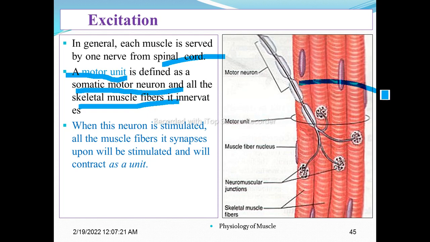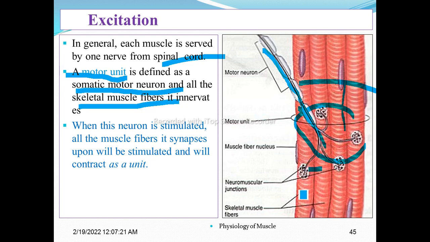This is the muscle. This is one motor neuron which arises from the spinal cord, and this motor neuron divides into different telodendria. This area of telodendria has synaptic end bulbs here. So this somatic motor nerve plus the skeletal muscle fibers it innervates together is known as a motor unit. So this circle is known as a motor unit.